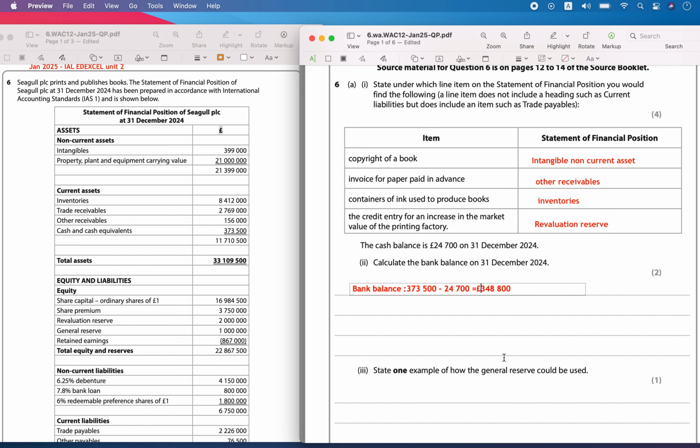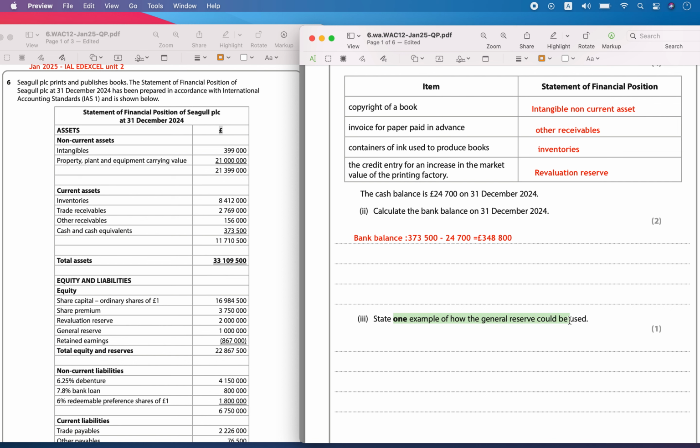Then we have, state one example of how the general reserve could be used. I can use the general reserve for non-specific purposes. One example is that it is used to issue bonus shares. I can use it for giving a bonus share.